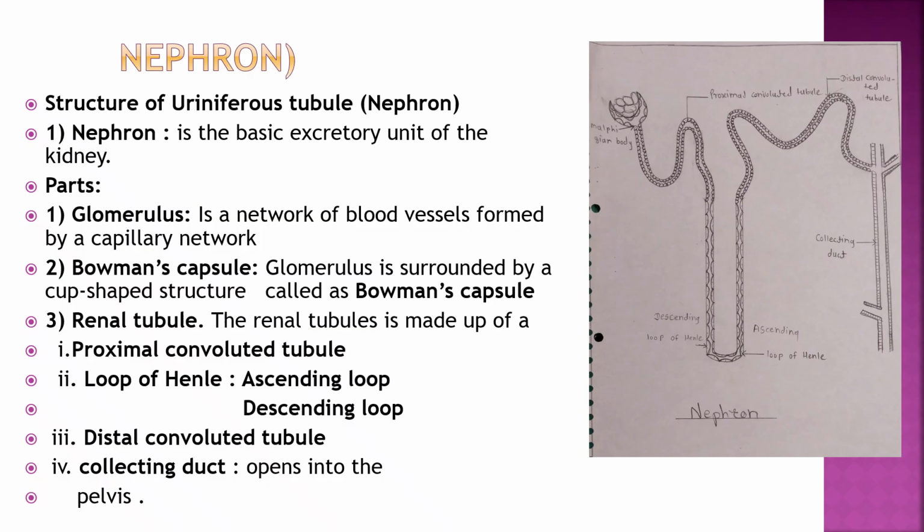It has two parts, the ascending loop and the descending loop, then the distal convoluted tubule, and then the collecting duct, which opens into the pelvis. From the pelvis the urine goes to the ureter, then to the bladder, and then through the urethra it is excreted out.